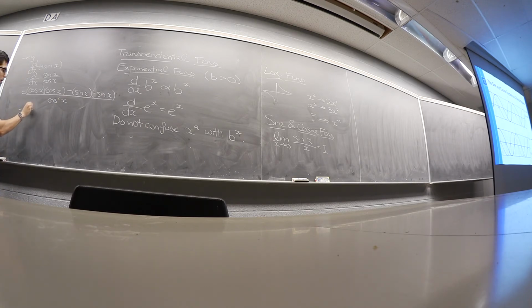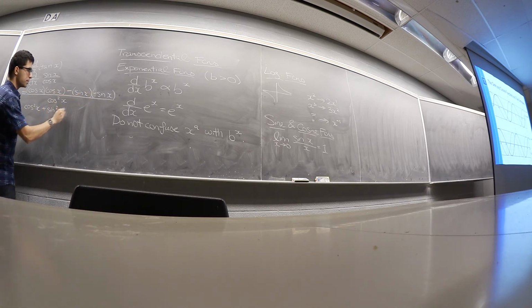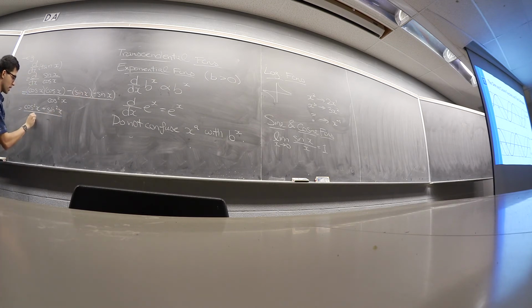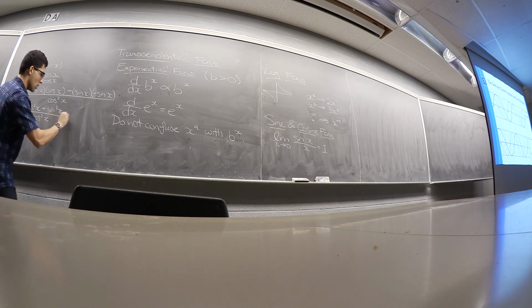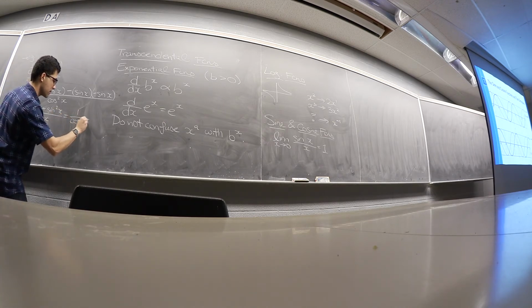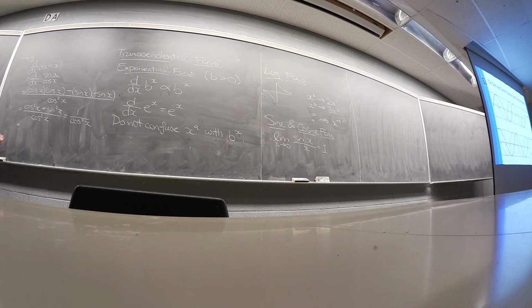Something wonderful is about to happen. We've got cos squared x plus sine squared x, all divided by cos squared x. What's that top equal to? Excellent. 1 over cos squared x. What's 1 over cos x? Secant x. So this is secant squared x. It does come up a lot. So it's a quotient example.